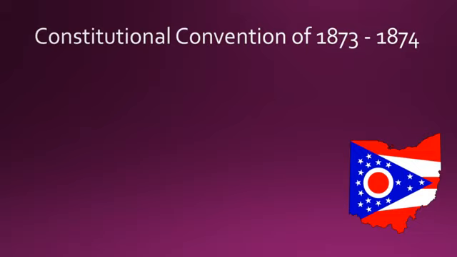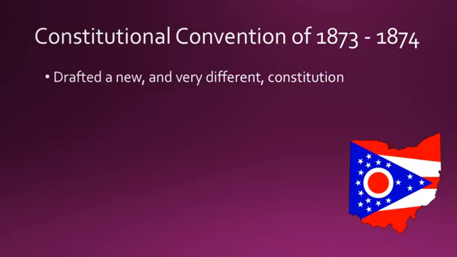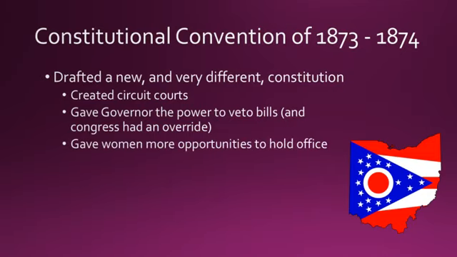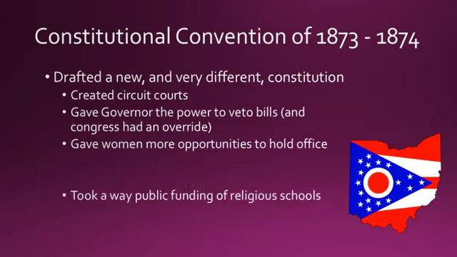Now, we had this Constitution going forth for a while, and then around 1873, 1874, we were still dealing with a lot of issues, mostly because that legislature was still extremely powerful. So they have another constitutional convention, and it's really different, okay? It created circuit courts. It gave the governor the power to veto bills, and then of course gave Congress the power to override that veto in the same way that the federal government has. It gave women more opportunities to hold office.